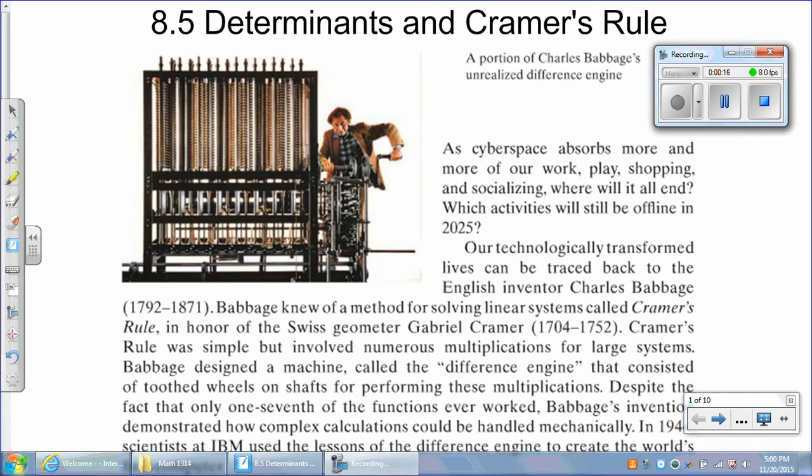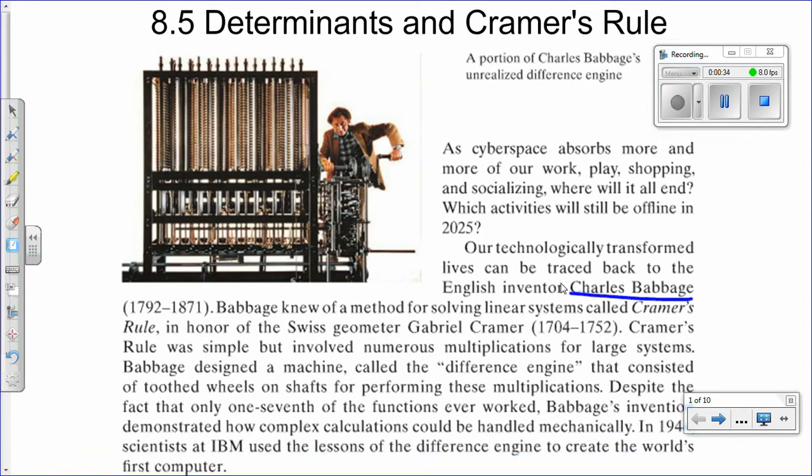So as cyberspace absorbs more and more of the work, play, shopping, and socializing, where will it all end? Which activities will still be offline in 2025? Our technologically transformed lives can be traced back to the inventor Charles Babbage, who was alive from 1792 to 1871. Babbage knew of a method for solving linear systems called Cramer's rule. So that is what this section is all about, Cramer's rule.